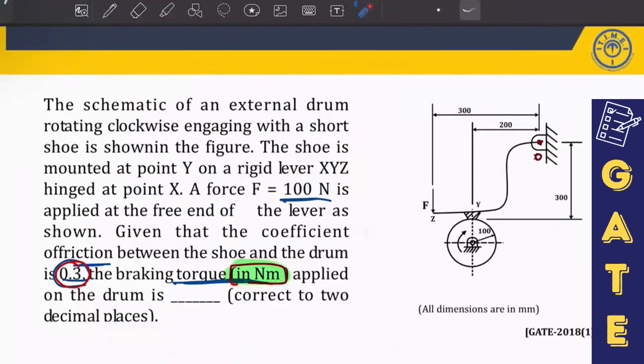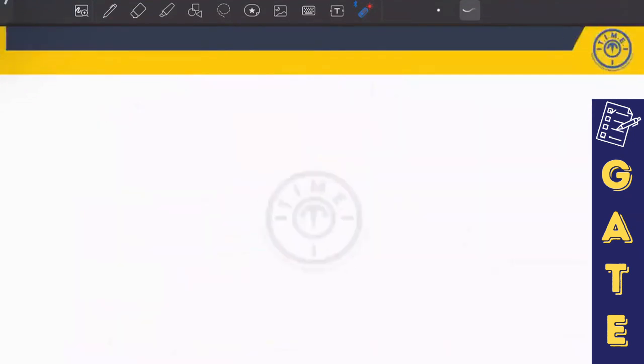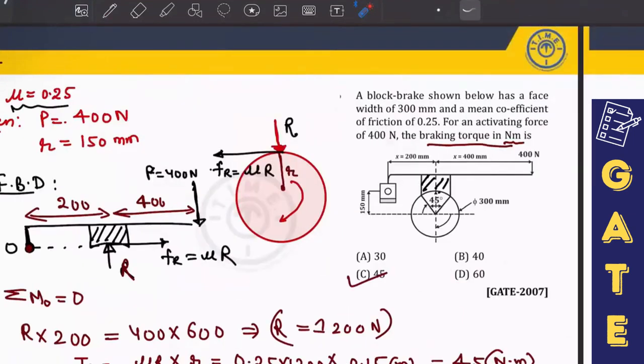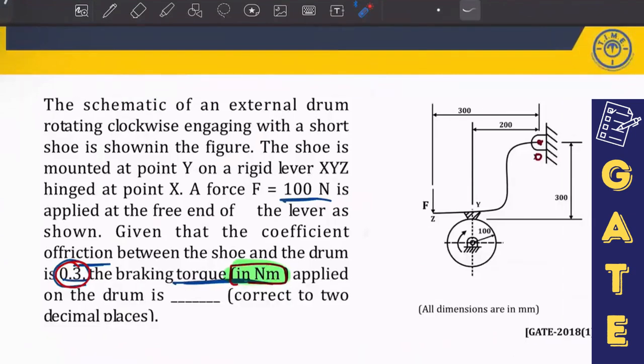Okay. So I have discussed some of the problems based on brakes. There are other important topics, that is the band brake and all. So that I will discuss in the next session.